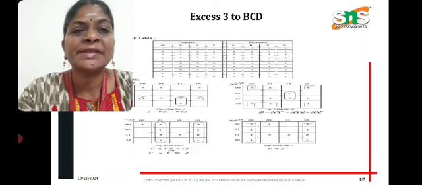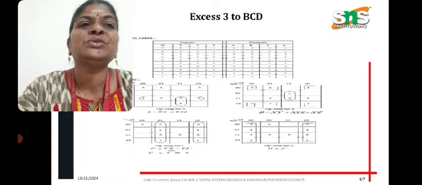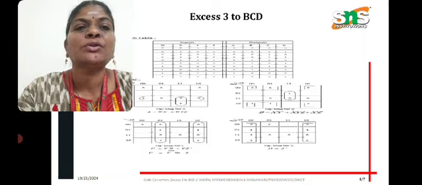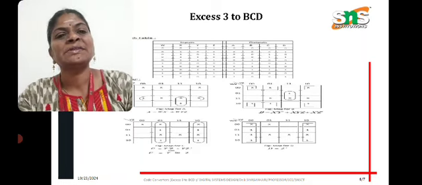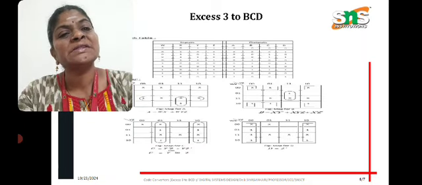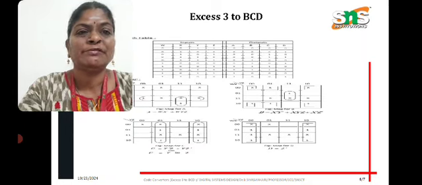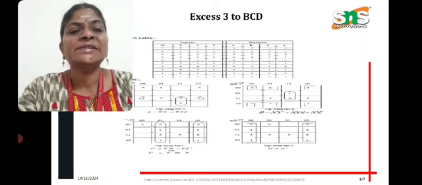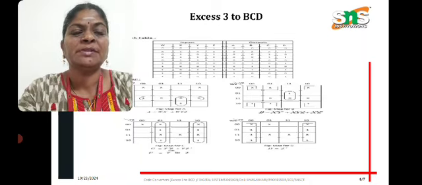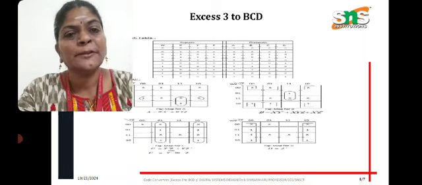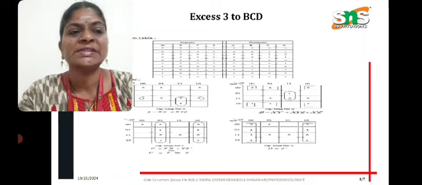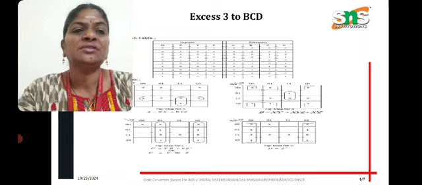The same, vice versa, here from XS3 to BCD. So XS3 is your inputs and BCD is your outputs. XS3 can be represented as E1, E2, E3, E4, and BCD can be represented as B1, B2, B3, B4. Like the previous one, here also we have to interchange the truth table. Our XS3 should be the inputs and BCD should be the outputs. Whatever we have converted in BCD to XS3, we have to interchange the truth tables.